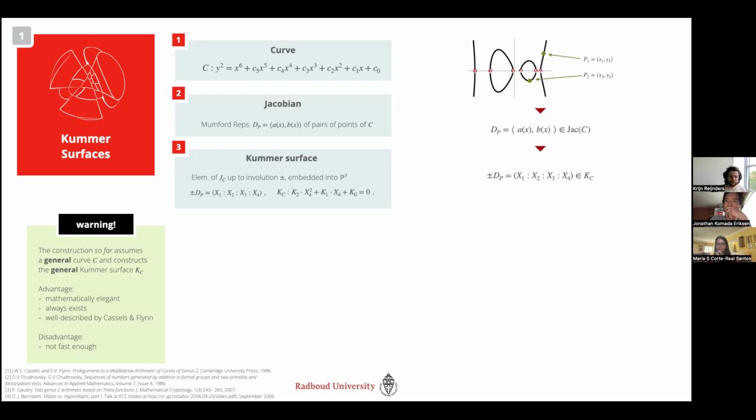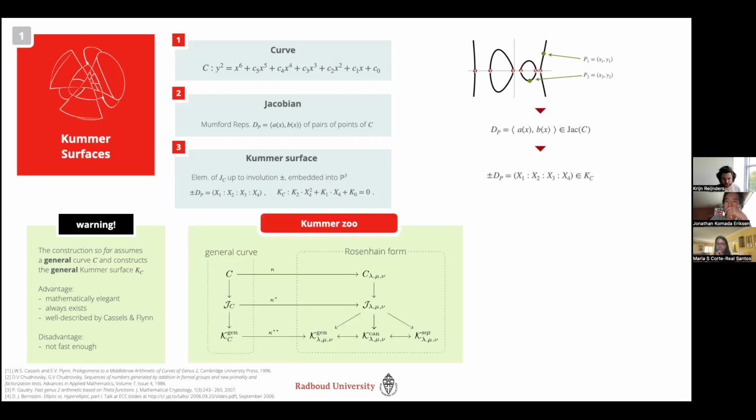This is where this Rosenheim form comes in, because the zoo of these Kummer surfaces is actually a bit broader. So for a general curve, we could construct the curve in the Jacobian and this general Kummer surface. But if we can map it to a Rosenheim form, well, for a curve in Rosenheim form, we can still construct a Jacobian, but then we can make more than just a general Kummer surface. We can also make the canonical and the squared Kummer surface.